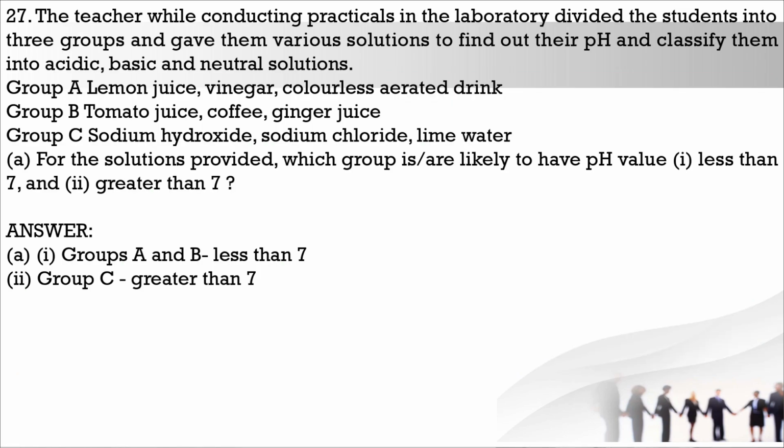Question number 27. The teacher, while conducting practical in the laboratory, divided the students into 3 groups and gave them various solutions to find out their pH and classify them into acidic, basic and neutral solution. Group A: lemon juice, vinegar, colorless aerated drink. Group B: tomato juice, coffee, ginger juice. Group C: sodium hydroxide, sodium chloride, lime water. A. For the solutions provided, which groups are likely to have pH value less than 7 and greater than 7? Answer. Group A and B are less than 7 and group C is greater than 7.